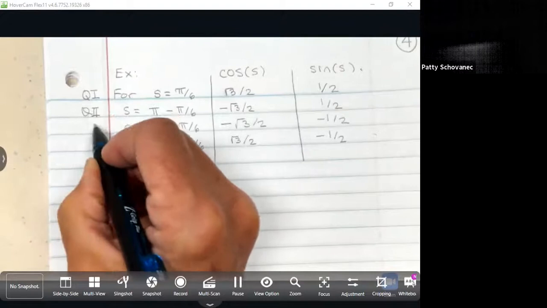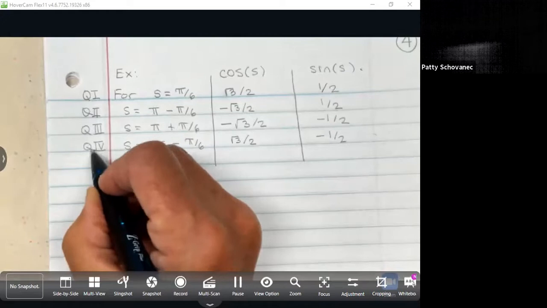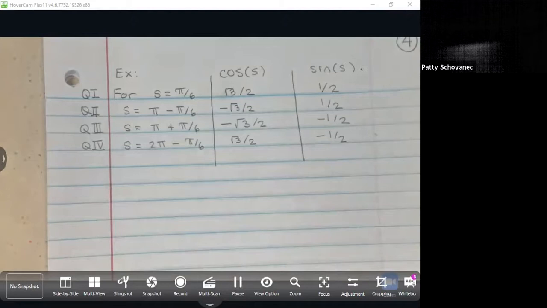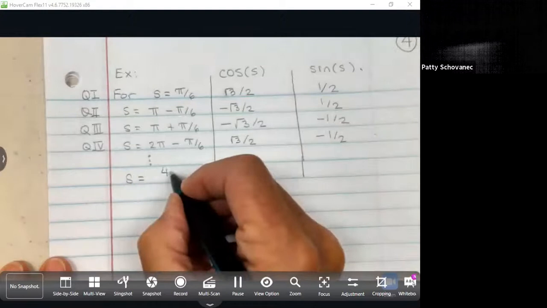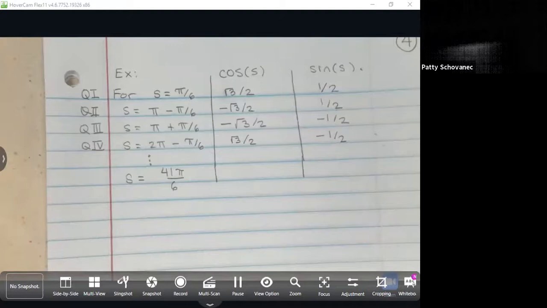Now, if I take an arc length and wrap it around several times and end up at a pi over six, then the sine and cosine have the same ordered pair. I just have to decide whether it is positive or negative. So suppose I jump around a bit and I have an arc length of measure 41 pi over six. In order to determine the cosine and the sine of 41 pi over six, all I need to know is what quadrant this is in. How can you figure that out?